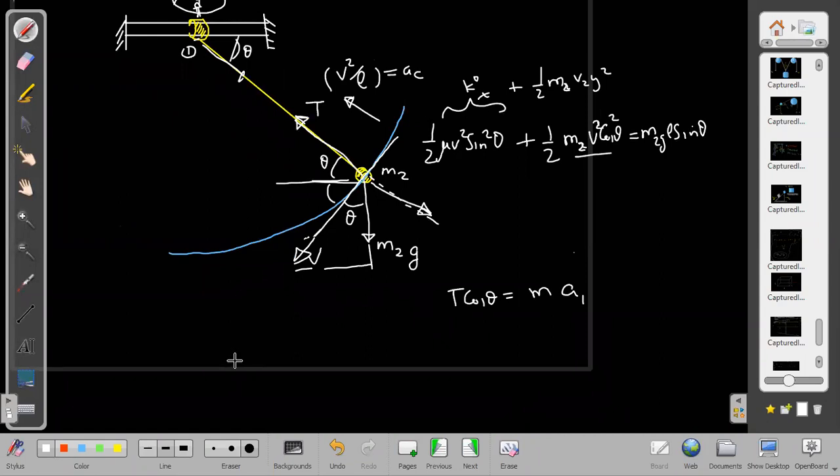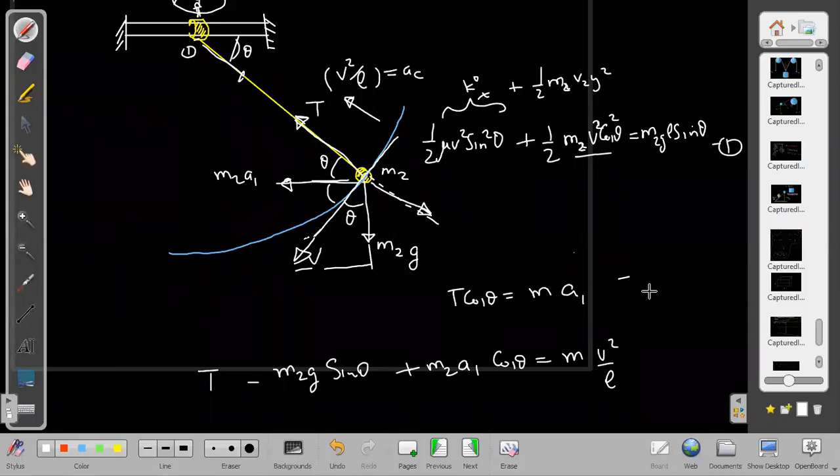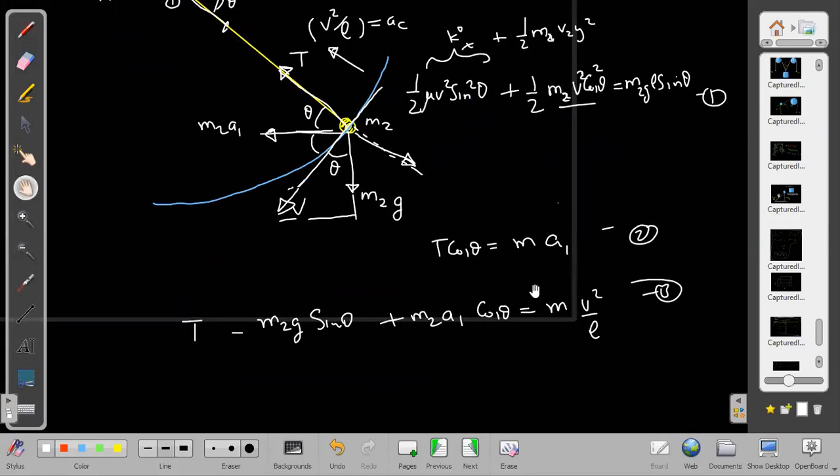Along the string I can write for this second mass. If I write along the string, then I get T minus M2g sin theta, equal to pseudo force m2 a1 cos theta. Cos theta is equal to v square by L, M2 v square by L. Number 1, number 2, number 3, and by these equations we are getting the answer very easily. Sorry, M2. So now it is again simple.